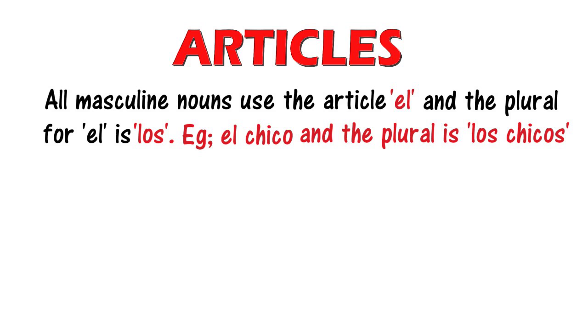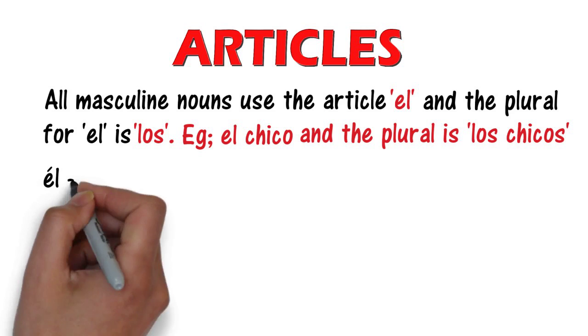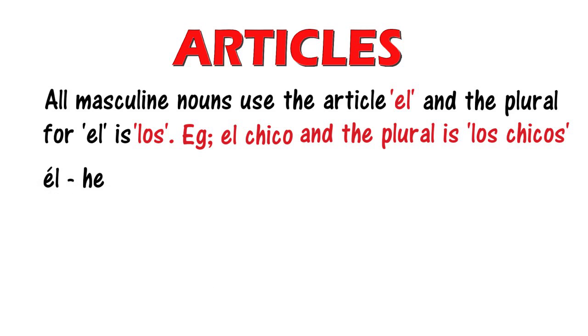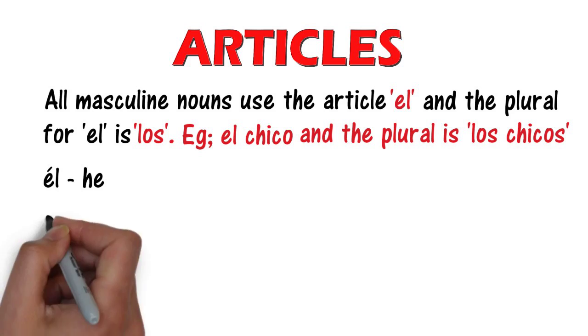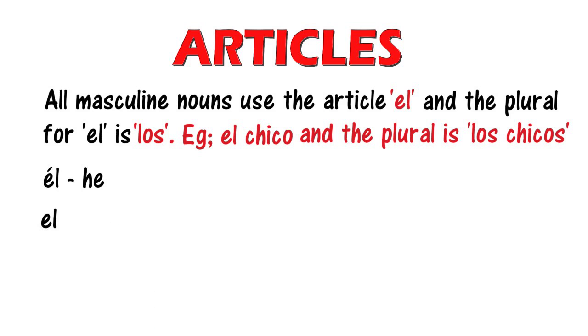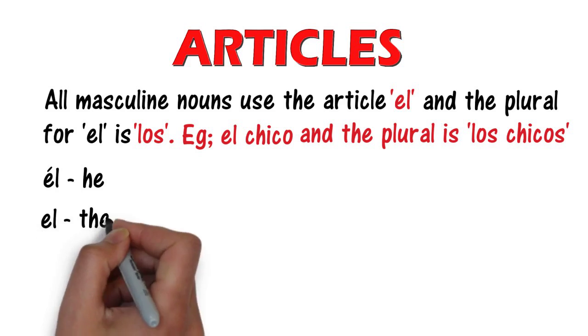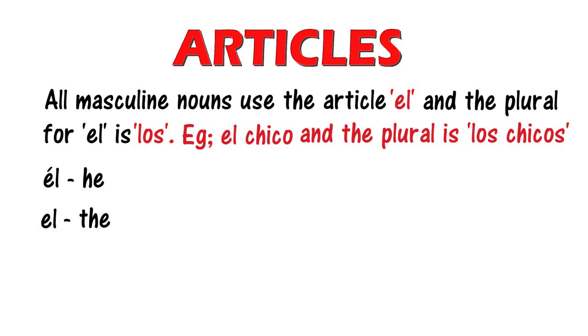Remember, in the video on how to conjugate verbs, we have él with the accent, which means he. It is different from this one without the accent, el, which means the. So there is a difference between the two words. One has an accent, él, which means he, and the other, which is the article, has no accent and it means the, el.